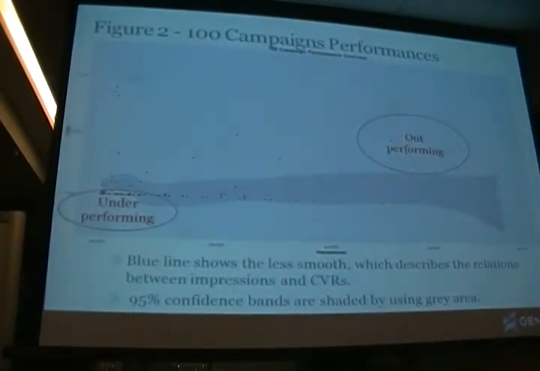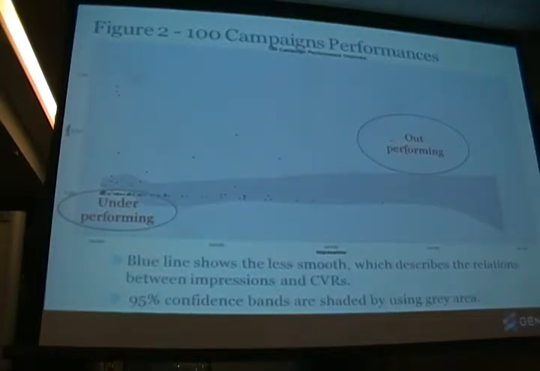And after I get the impression information, I would like to see how my campaigns perform. So let's check 100 campaign performances. The x-axis here is the impressions of my 100 campaigns. The y-axis is the conversion rate, the positive conversion rate, people who convert after they see the ad. I'm able to fit a blue line based on a smoother and create a 95% confidence bound. And the dots scatter around. Campaigns in this area actually have a higher conversion rate compared to the average.